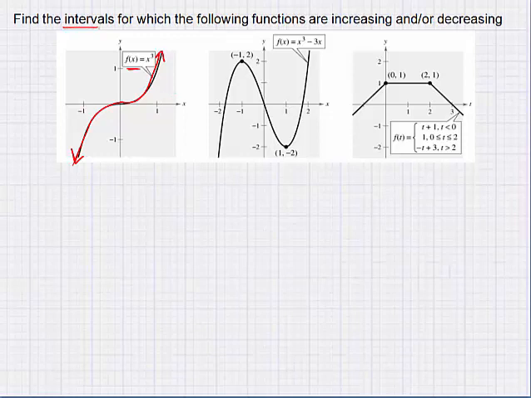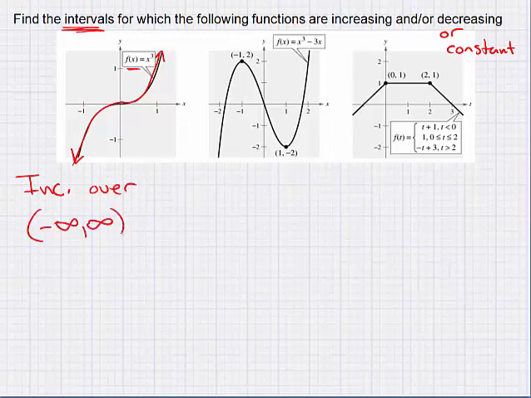And the key is to find the intervals for which the function is increasing, decreasing, and I really should say, or constant. So the interval for which this thing is increasing, since it's increasing the entire time, is, I would say, it's increasing over the interval from negative infinity to positive infinity. So this function is increasing over the entire function, which means over the entire domain. The domain goes from negative infinity to positive infinity.